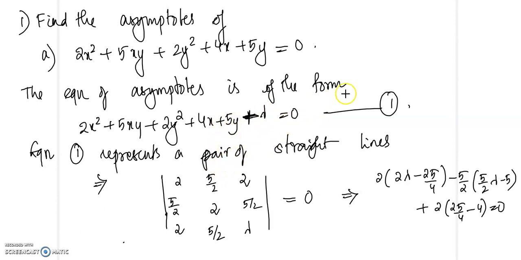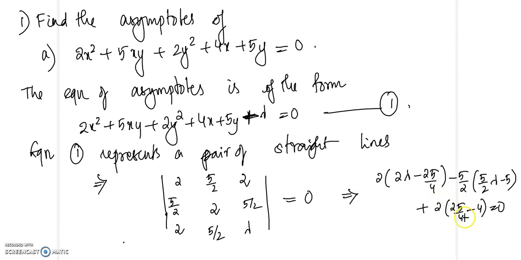Since the equation represents a pair of straight lines, when we take the determinant it will be 0. So that will be a, then here you will have h, then here both will be g, then f will come here. And on the diagonals you will have a, b and c plus lambda. So we will get the determinant 2, 5 by 2, 2, and 5 by 2, 2, 5 by 2, lambda equal to 0.